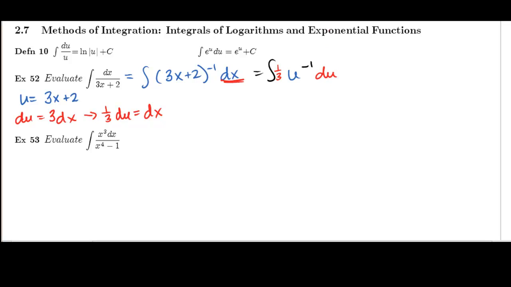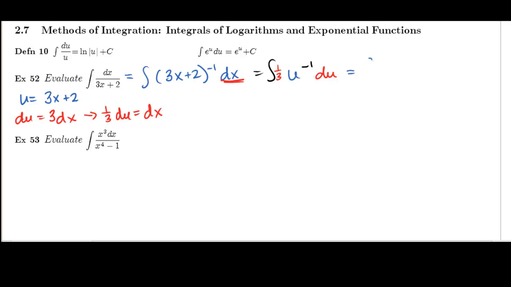And again, if you try to use the power rule here, you would see that to increase this negative 1, you'd get 0. So you'd have an exponent of 0, which is fine. It just means anything to the 0 power is 1. But when you divide by that 0, that ends up giving you division by 0, which is undefined. So it doesn't work. So this is where that natural log comes into play.